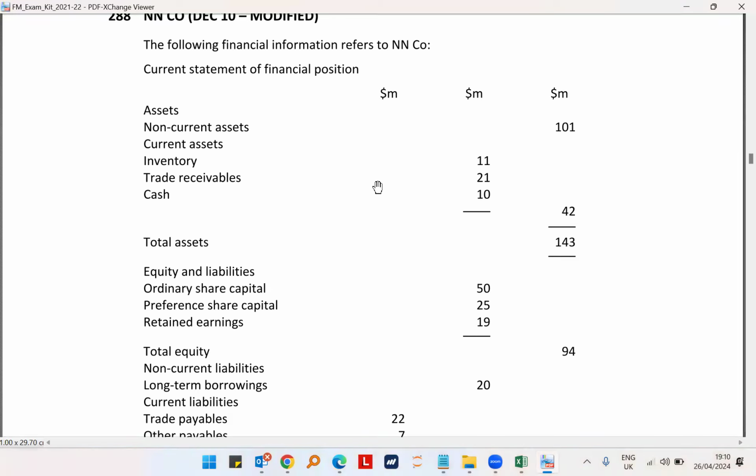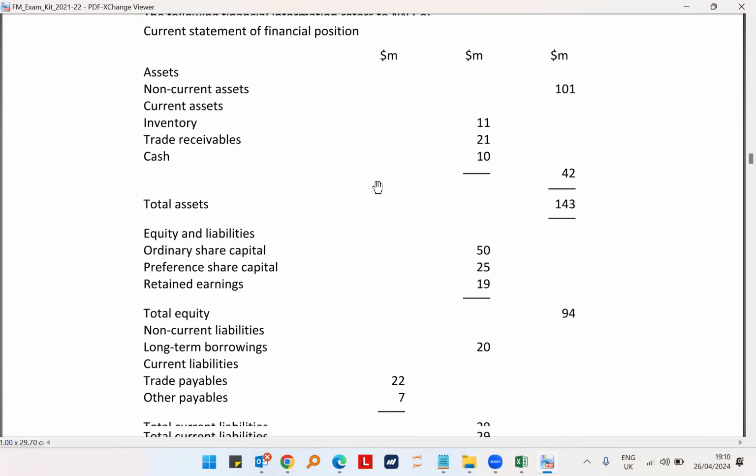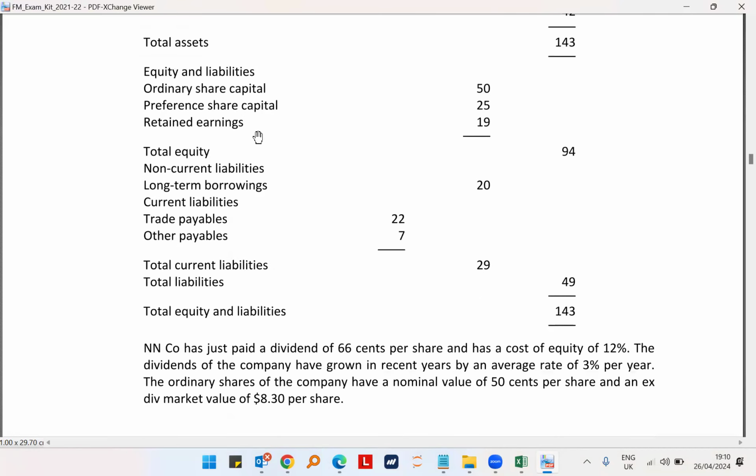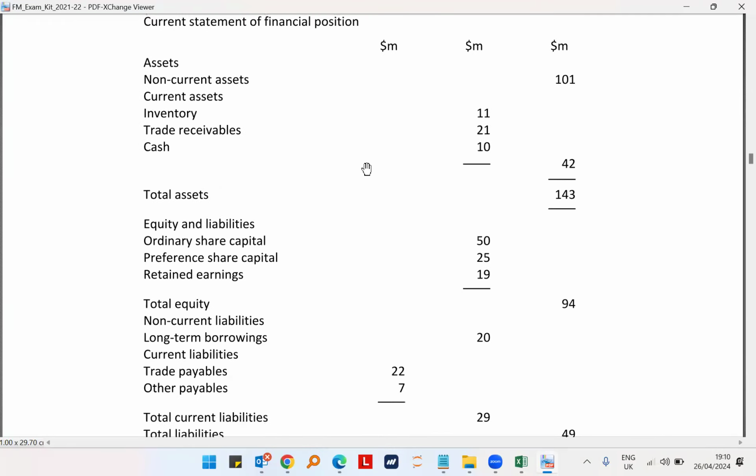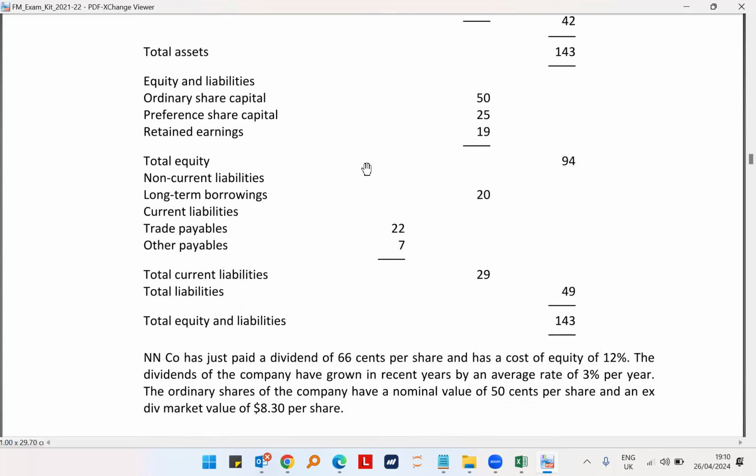Then we have also been given equity and liabilities. So we have ordinary share capital, preference capital, and retained earnings. Then we have the total equity as 94. We are working in millions, so that's 94 million, which is financed by non-current liabilities, which include long-term borrowings. We have current liabilities, trade payables, and other payables.